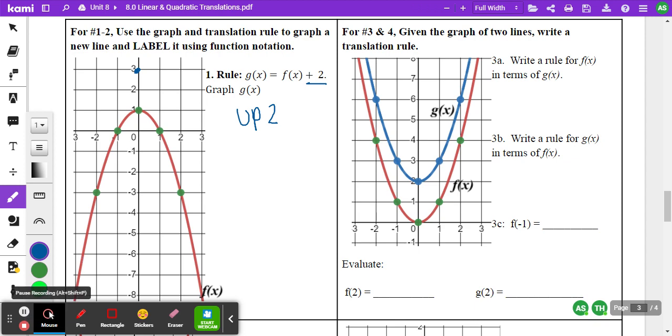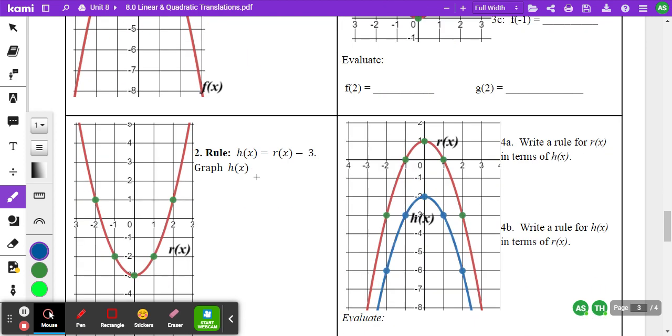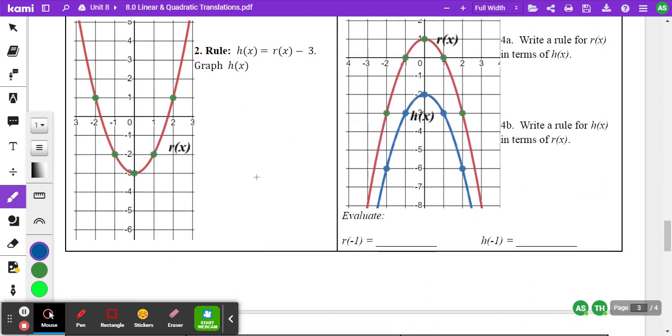Now I need to go to another point. So if I go right here, up 2, right here, up 1, 2, here, up 1, 2, and here, up 1, 2. And then it's important that we connect all of these as best as possible and label this g of x. So you are basically going to each of the points on f of x and moving up 2. Go ahead and try number 2 on your own.